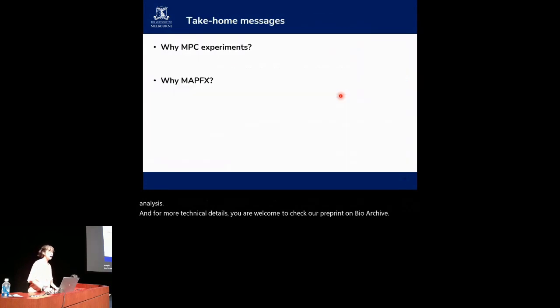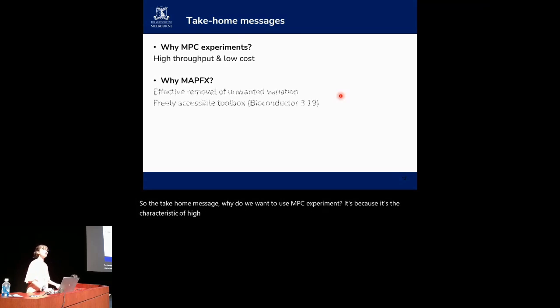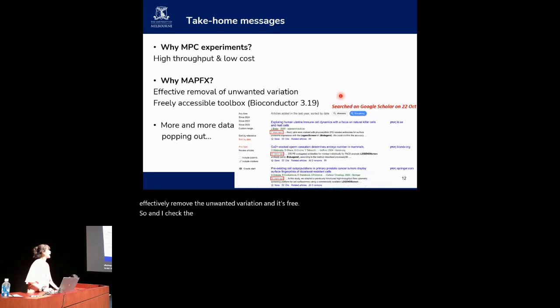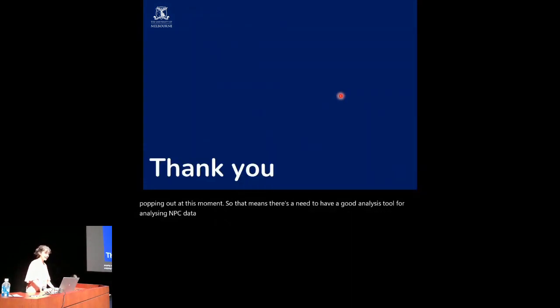So the take-home message: why do we want to use MPC experiments? It's because of the characteristics of high throughput and low cost. And why use our tool? Because it can effectively remove the unwanted variation, and it's free. I checked Google Scholar 2 days ago, and I found there is more and more data popping out at this moment. That means there's a need for a good analysis tool for analyzing MPC data. With that, that's the end of my talk.